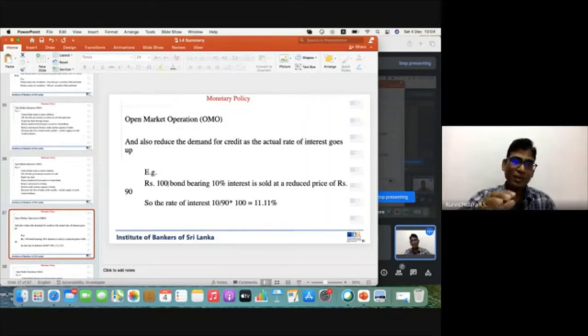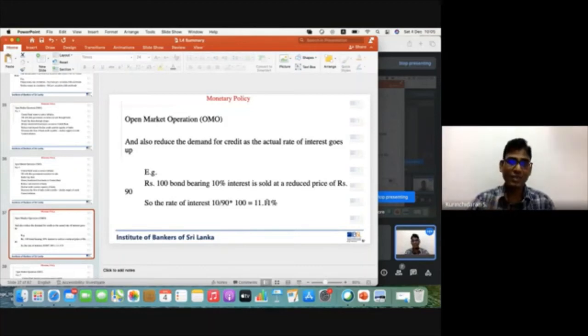So if the price induces the rate to increase, sometimes if they can sell it at 80 rupees, then definitely this rate will go up: 20 divided by 80, 20%. So based on this rate, all these market rates and lending rates will be changing. Sometimes even though the central bank buys or sells bonds, that rate behaves differently to curtail the objectives.